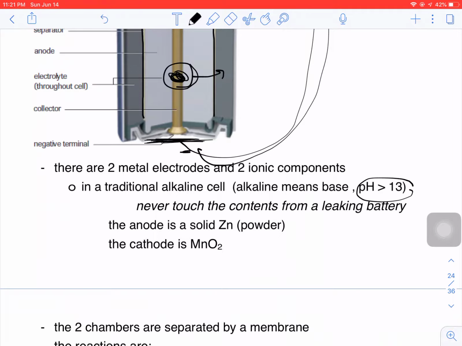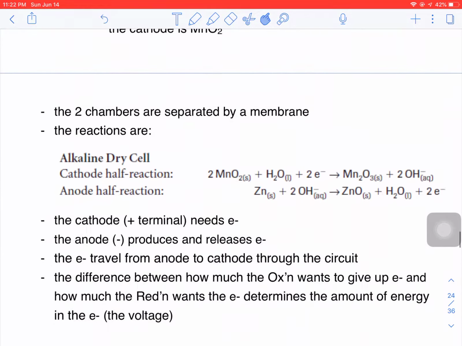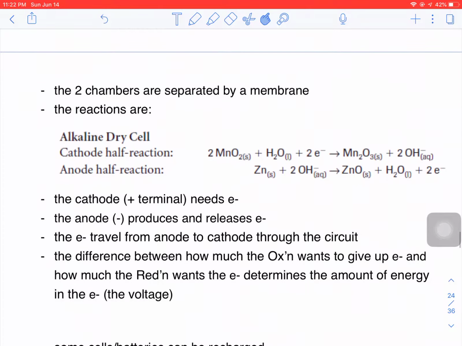But again, notice you don't want that stuff touching your clothes or your hands, right? So you think, I thought it was acid in a battery. Well, these are alkaline batteries. And the reason why they're alkaline is it facilitates the transfer of electrons from the reduction chamber back to the oxidation chamber. Now, the separator between the oxidation and the reduction is a membrane, kind of like a cell membrane. It allows some things through, but not other things.